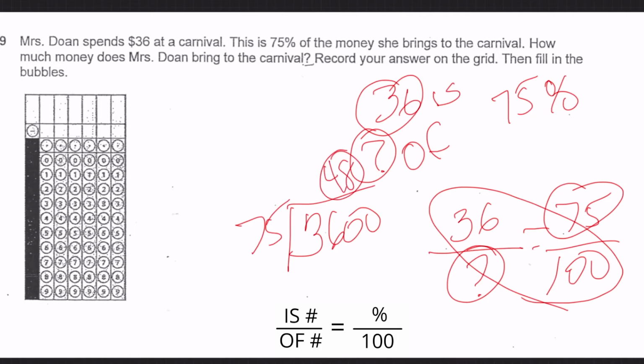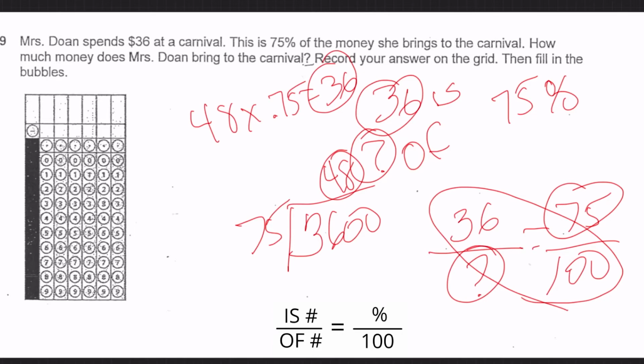We can check our answer to make sure 48 is actually the of number, 36 out of $48. We can check that by taking the of number, the 48, and timesing it by the percentage, times 0.75 for 75%. And if we do that, we're going to get 36, which is the amount of money she spent, and that's correct. So the answer for this question is, how much money did Mrs. Doan bring to the carnival? She brought $48.